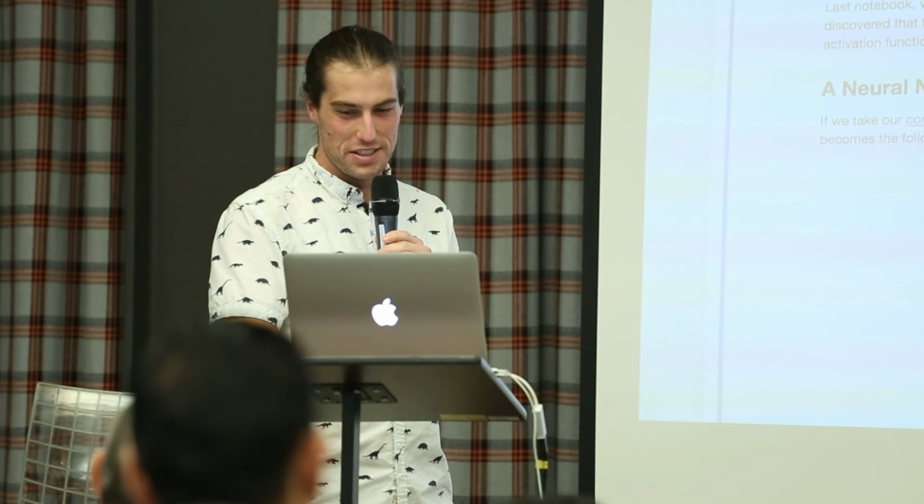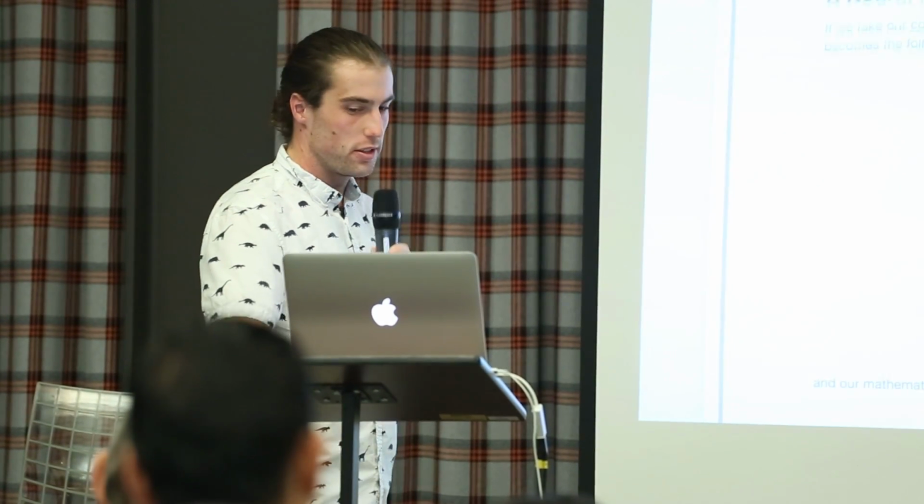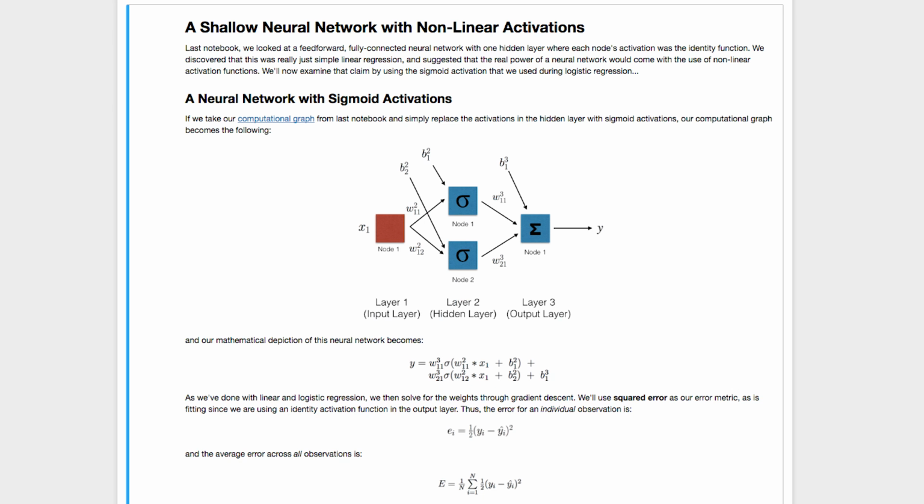Okay, so who's ready to move past simple linear regression? Cool, me too. So what we're going to do is take those functions that we're applying to the weighted sum of the inputs in that hidden layer, and we're going to change them. We're no longer going to just use the identity function and say, hey, I'm going to take a weighted sum of my inputs, throw it back out as output.